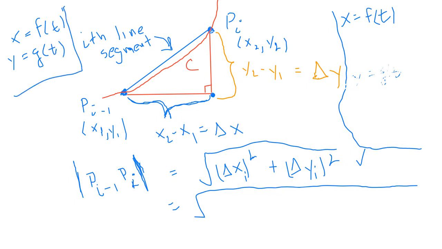Well, if x equals f of t, x prime is equal to f prime of t, right? In other words, dx/dt is equal to f prime of t. But that derivative can be approximated by a ratio of these differentials. So delta x divided by delta t is approximately equal to f prime of t.